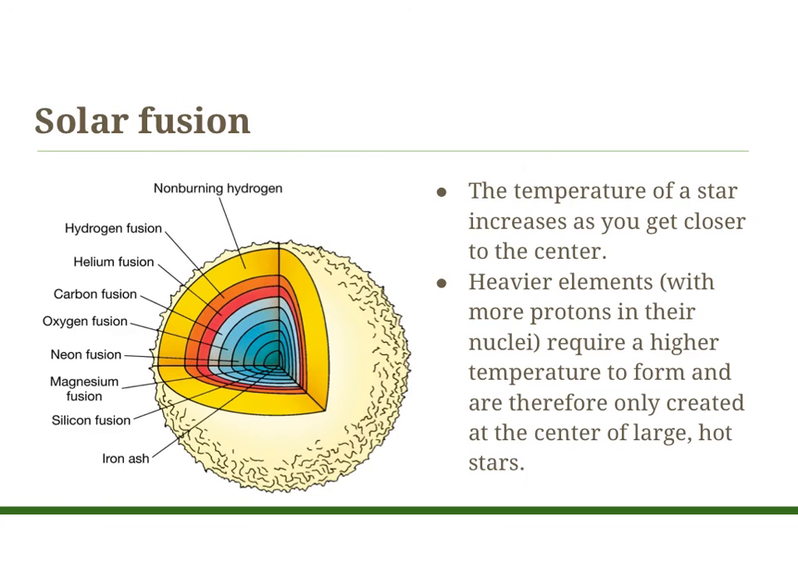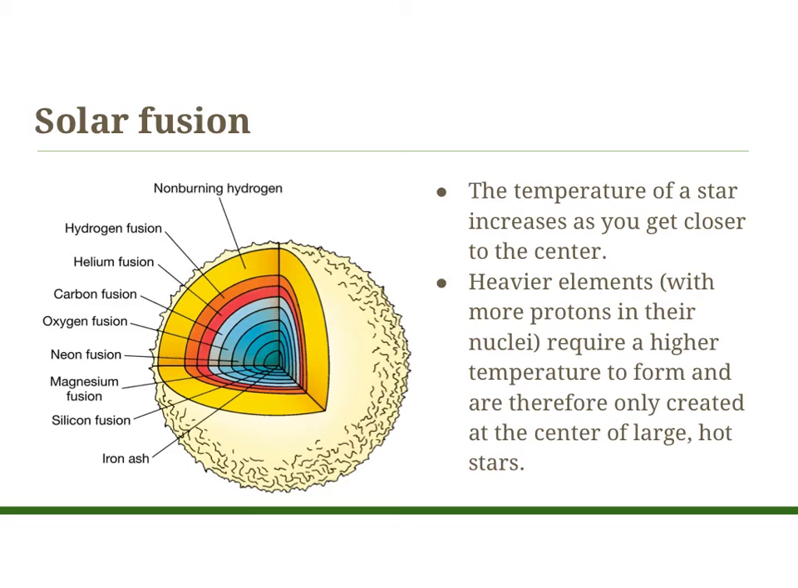Okay, so now that you've watched that, you have a little bit better understanding about how stars make elements. We're going to briefly talk about it here. So this is a picture of a star. It happens to look like our sun, but it's a picture of a star, and there's a lot of things going on here. So the temperature of the star increases as you get closer to the center. So the core of the star is warmer than the outside, or corona, of the star.